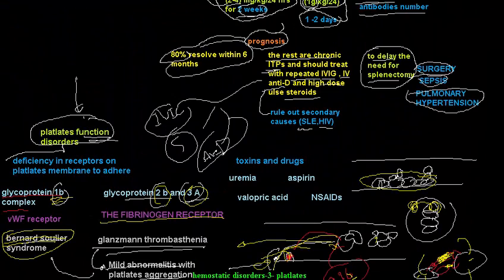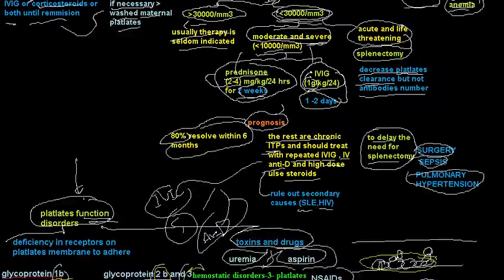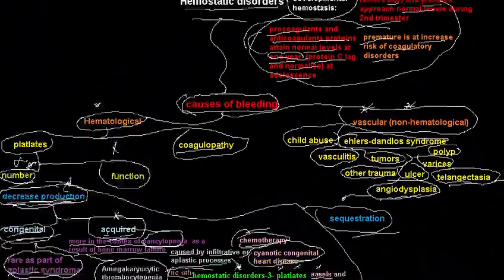The final thing that may lead to platelet function disorders is toxins and drugs. Specific toxins and drugs can lead to platelet function disorders, like uremia, valproic acid, aspirin, and NSAIDs. They all affect the platelets and lead to platelet dysfunction. So this is all about the platelet disorders.